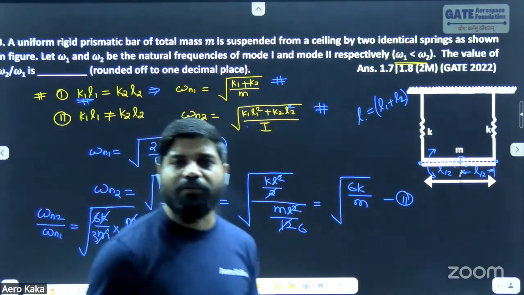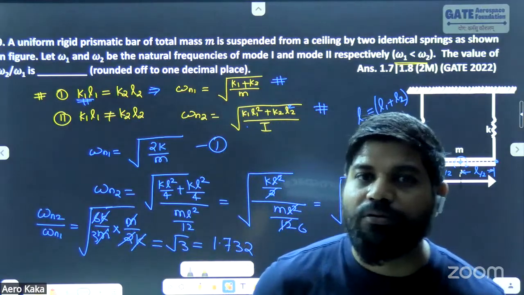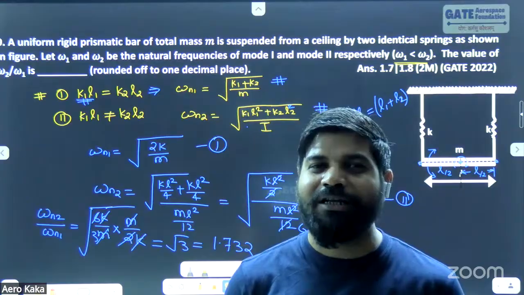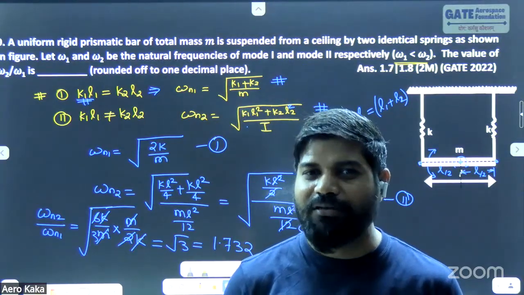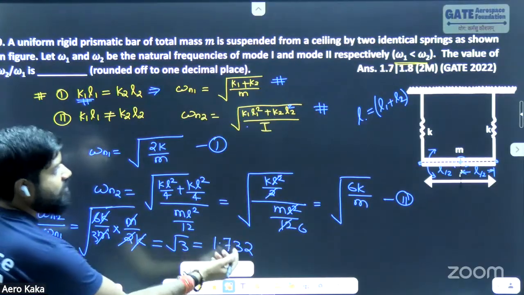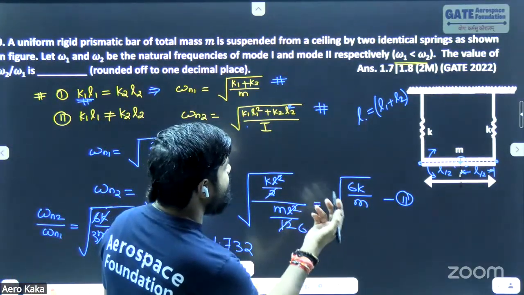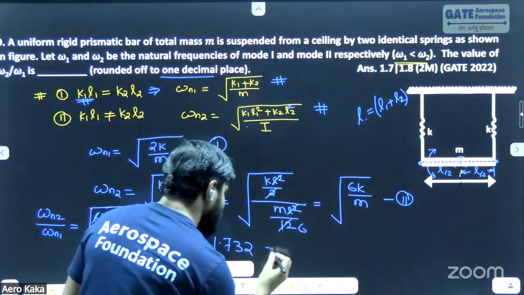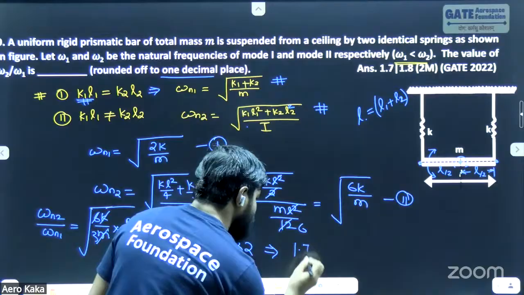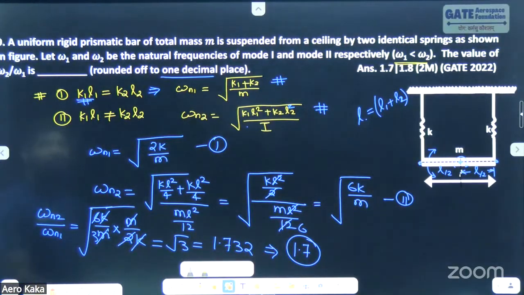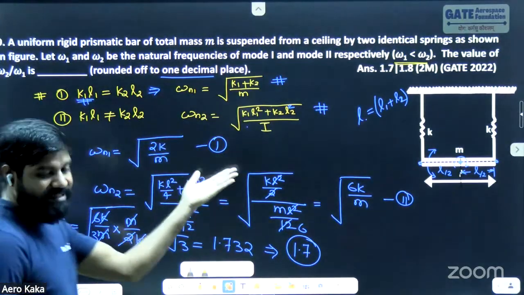What is the root 2 value? What is root 2? Hello. What is root 2? 1.414. Very good. So up to 2 decimal places or 1 decimal place? Round up to 1 decimal place. So I can write, up to 1 decimal place, this value is going to be 1.7. Is it easy or tough? Easy.